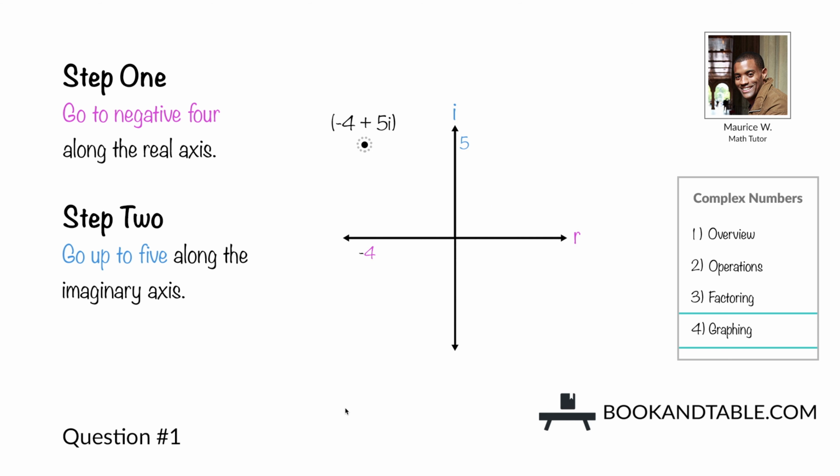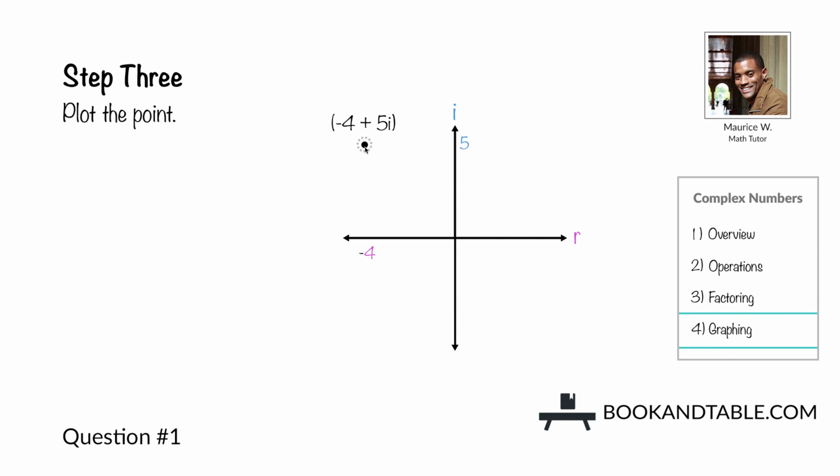Question number 1, we wanted to graph negative 4 plus 5i. So step 1, go to negative 4 along the real axis. And then step 2, go up to 5 along the imaginary axis. The third step, plot the point. So this would represent negative 4 plus 5i.